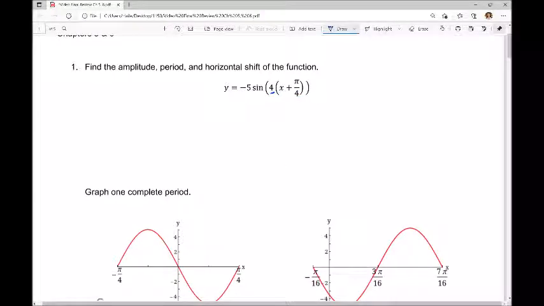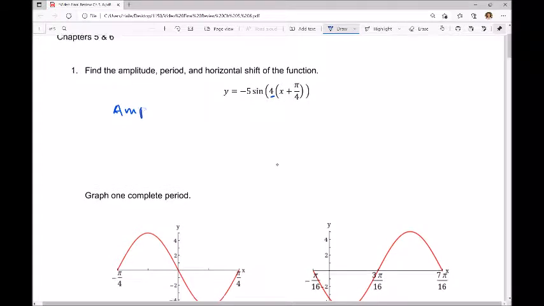Okay, so first we need to find the amplitude. And if you remember, the amplitude is the number next to the sine or cosine function. So this is going to come from this -5. However, amplitude is a height of a wave, and we don't measure things in negative units, so we always assume that our amplitude is positive. So in this case, our amplitude is just +5.